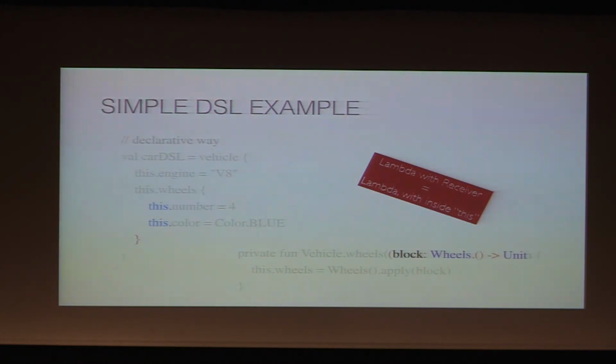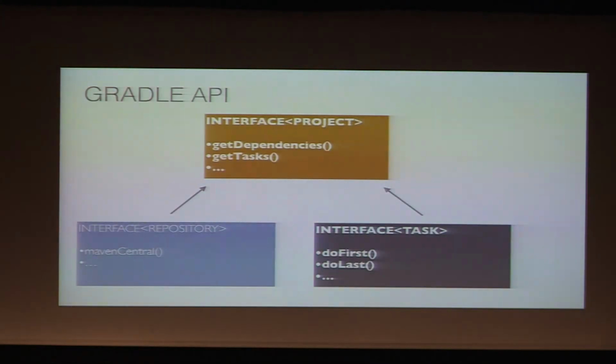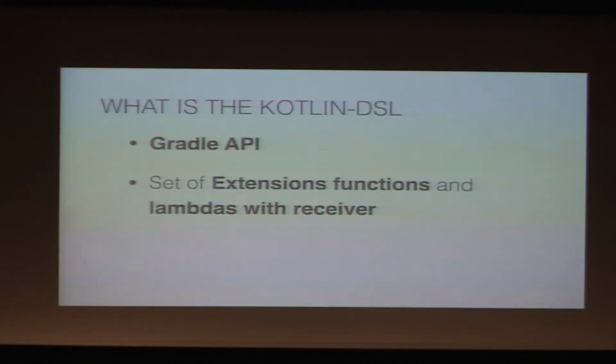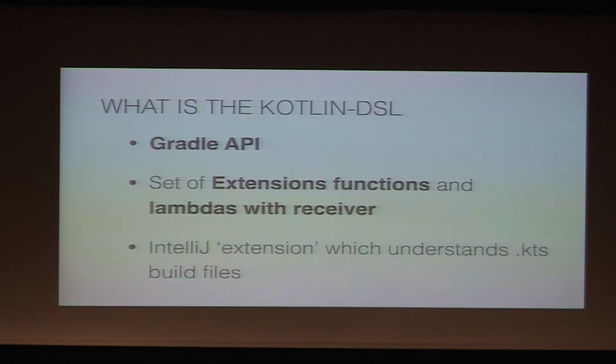So what is the Gradle DSL on top of that? It's this API that we saw previously, with a set of extension functions and lambdas with receivers, and an IntelliJ plugin or extension that understands .kts files. KTS files are Kotlin script files. It's what we replace build.gradle with. We just add the extension .kts, and Android Studio will understand that we intend to write Gradle DSL code to build our project, but in Kotlin.